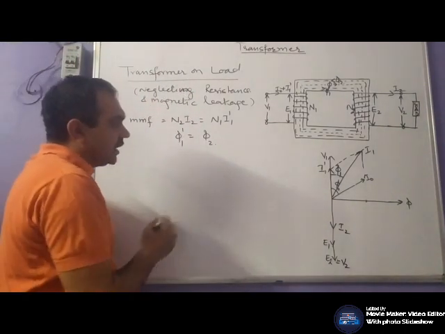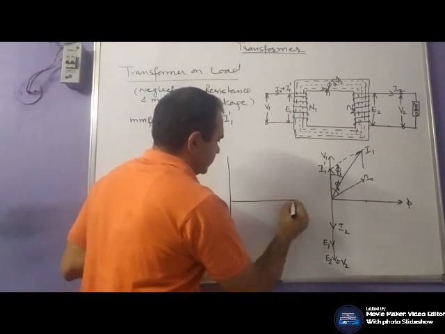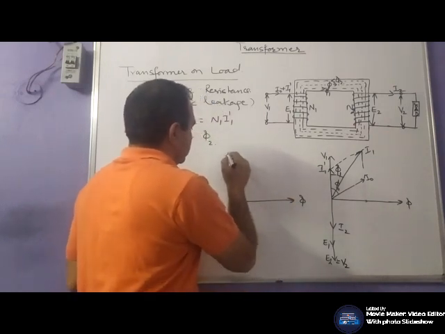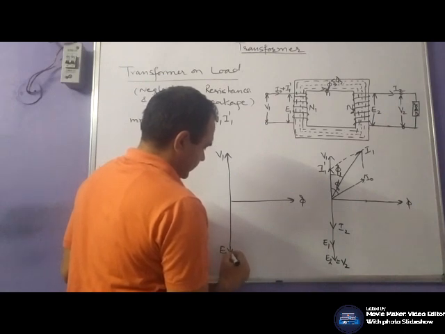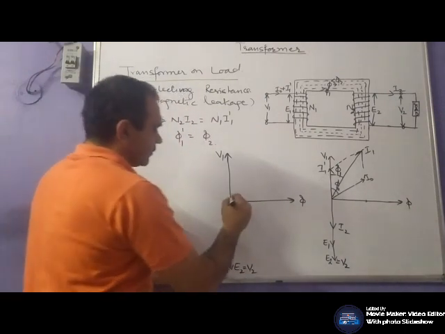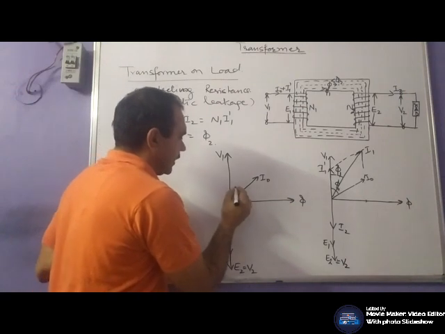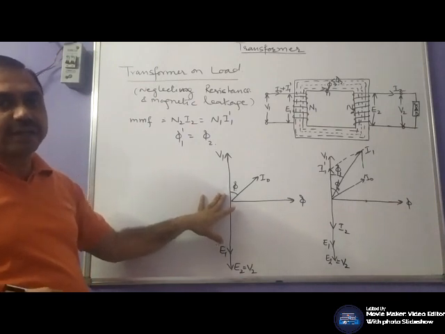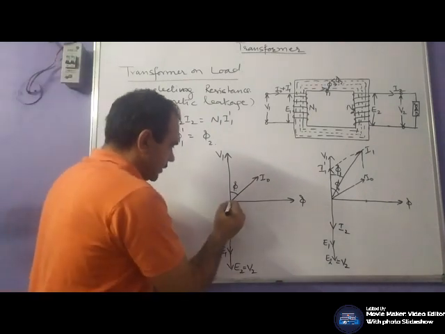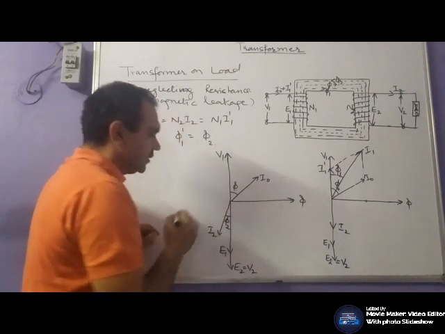Now, in case of inductive load, draw again. First draw for no load. V1, E1, E2, and E2 is V2. V1 is equal to E1. Let this be the I naught, and this be the phi naught. Now, your load is inductive. Your current I2 lags V2 by a phase angle of phi. Let this be the I2. This angle be phi 2.